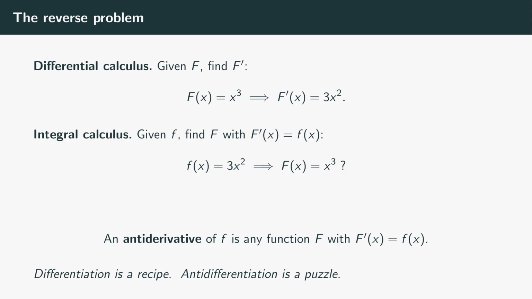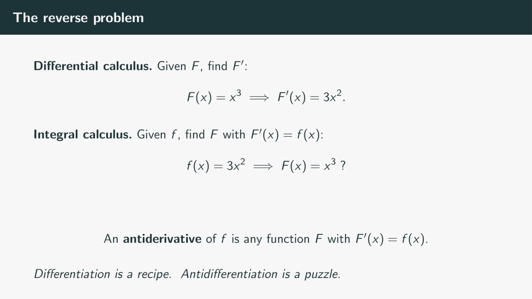Here's the new question. In differential calculus, you were handed a function capital F, say x cubed, and asked for its derivative. You computed capital F prime equals 3x squared. Now go the other way. Suppose I hand you the function f of x equals 3x squared and ask, what was the function whose derivative was this? You'd probably say x cubed, and you'd be right. Any function capital F, with capital F prime of x equal to f of x, is called an antiderivative of f. That's the central object today.